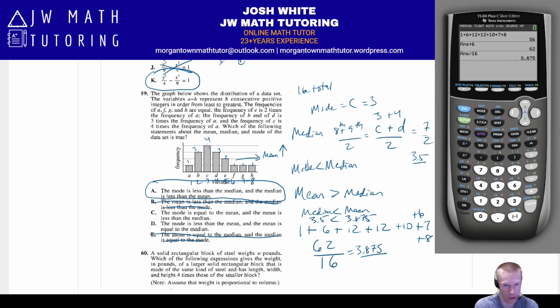C is obviously wrong for a variety of reasons. The mean is not less than the median, and also the mode and the mean are not equal. That's only going to be true in a true normal distribution, where things are distributed evenly on either side of the middle. And in D, the mode is less than the mean. That is true. 3 is less than 3.875. The mean is equal to the median. No, they are not equal. The mean is greater than it. So the correct answer to this is just going to be letter A.